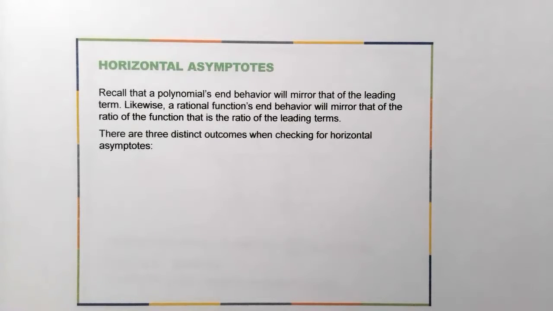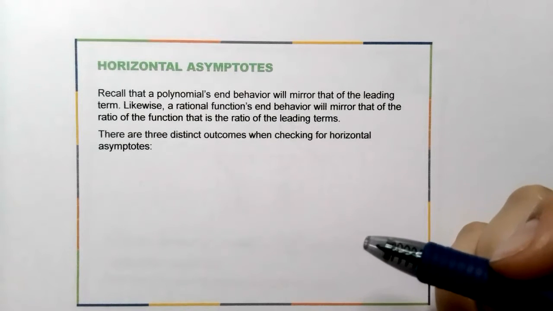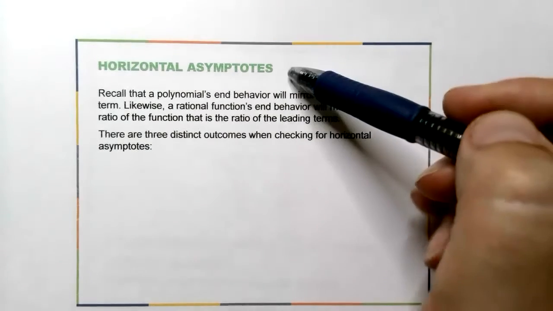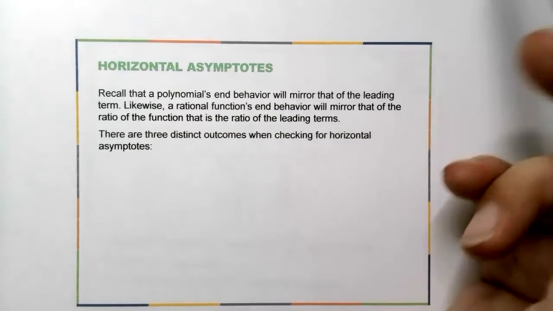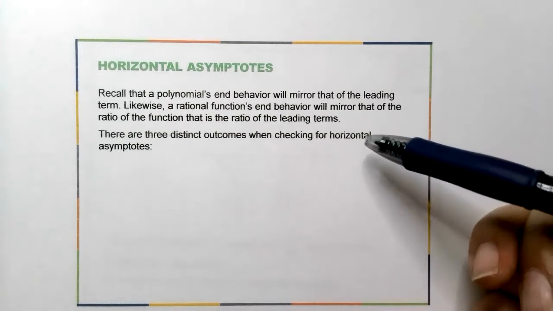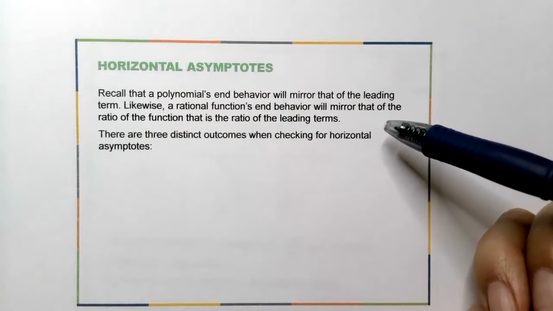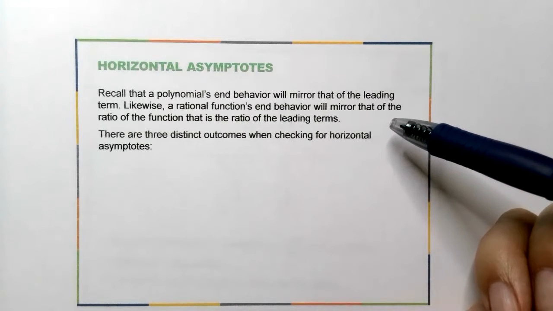So in this video, guys, I want to talk about something that we didn't have time to talk about in the class, and that is horizontal asymptotes. And here it says, recall that polynomials' end behavior will mirror that of the leading term.